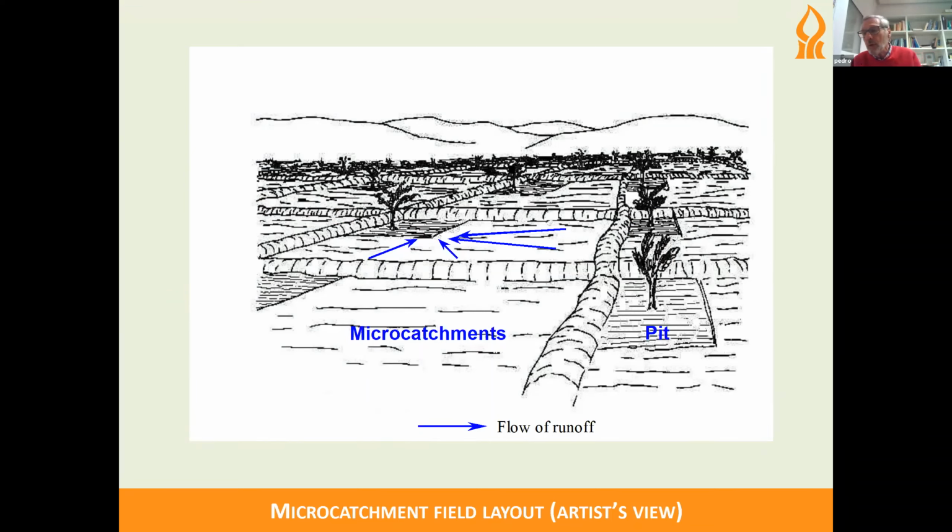And why am I using an artist's view? Basically because the system failed. We planted large areas with microcatchments and it didn't work. And we decided to investigate why it didn't happen and if we could do something to improve such a system, because it's very friendly for farmers.